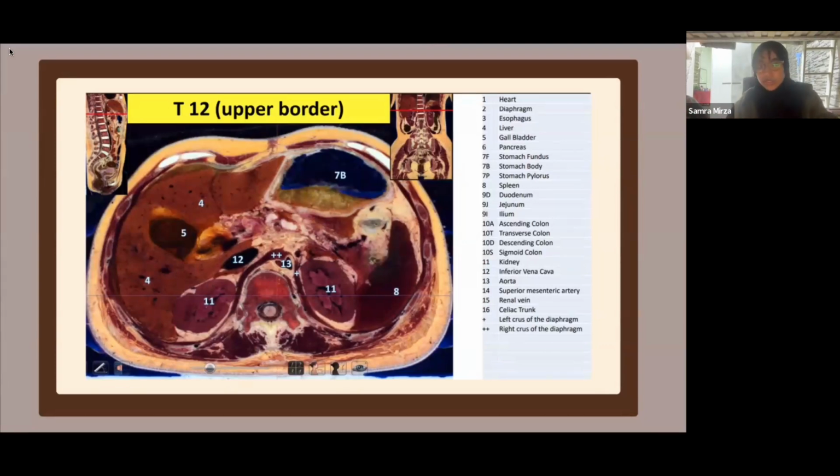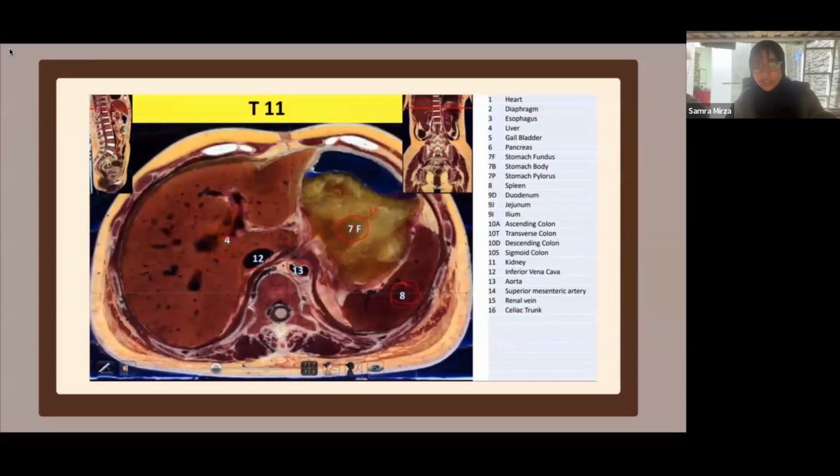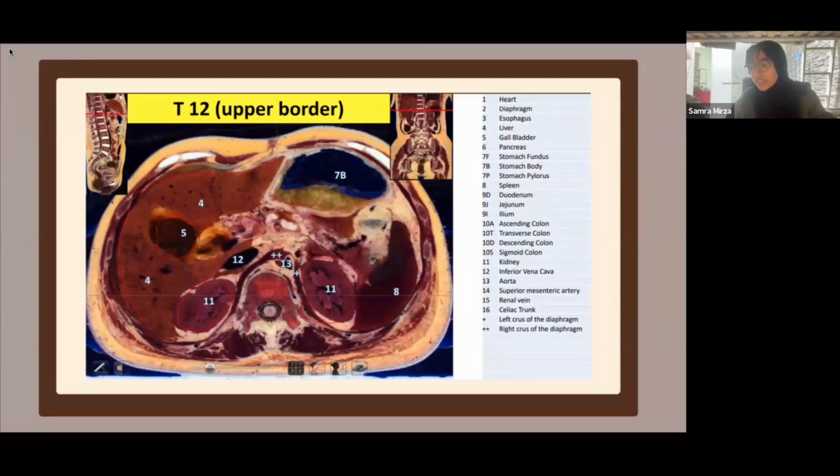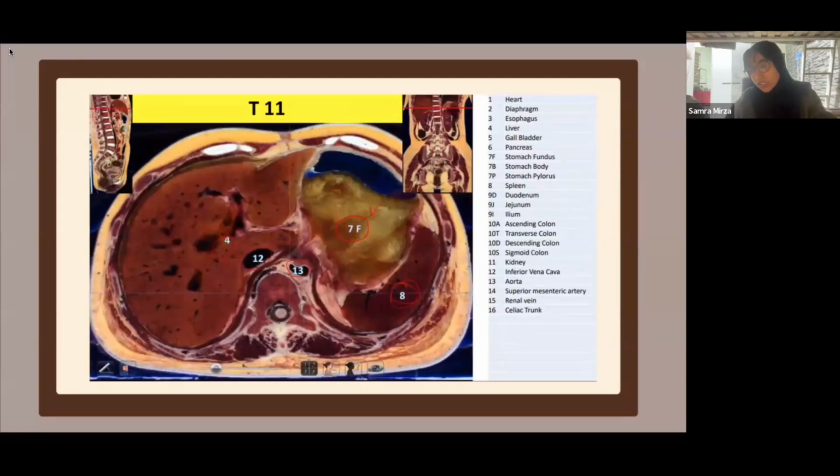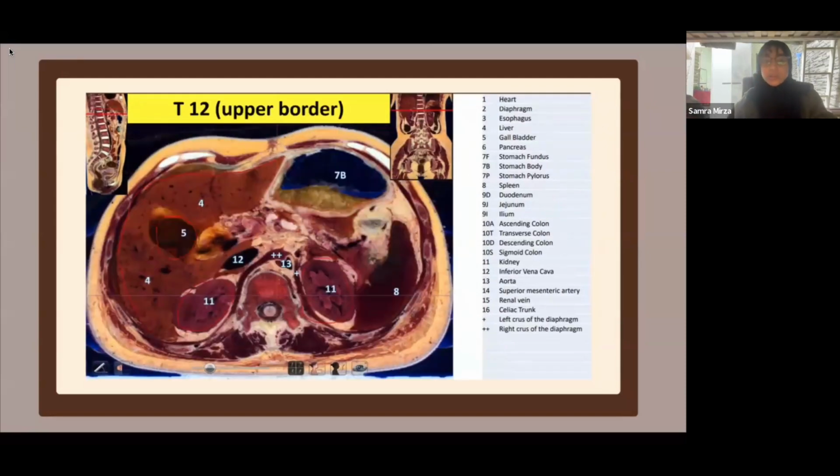So there's 2 layers to T12. We have the upper border and the lower border. As you can see here, this huge structure, obviously, we still have our liver. We have the starting of the gallbladder here. Next, we have the appearance of the kidneys. So if we have T11 here and T12 here, you can see that the kidneys are not showing in T11, but they show up in T12. So keep that in mind. We also have the crus of the diaphragm here. And we have the fundus of the stomach.